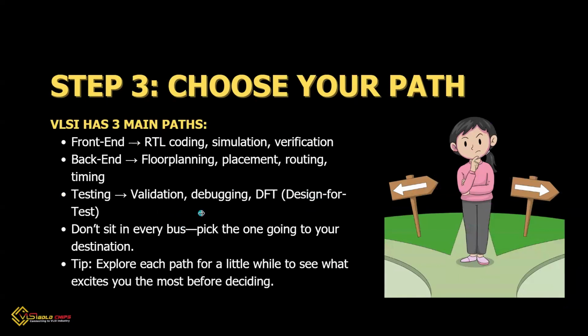Step 3. Find your specialization. VLSI has three main parts: front end, back end, and testing. Front end covers RTL coding, simulation, and verification. Back end covers layout, floor planning, and routing. And last, testing. It covers debugging and validation.